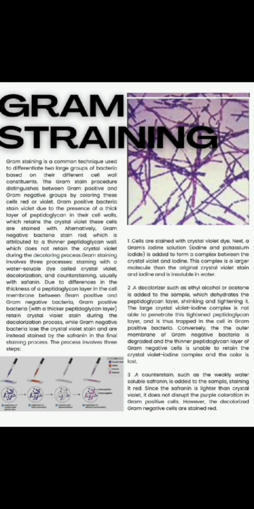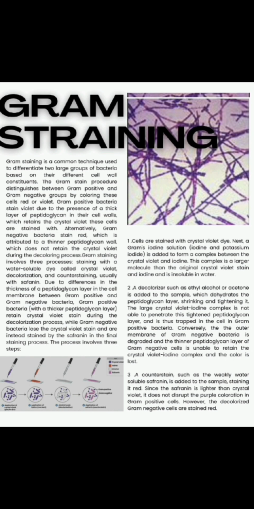Now I'm going to explain the three steps of gram staining. Cells are stained with crystal violet dye. Next, a gram iodine solution is added to form a complex between the crystal violet and iodine. This complex is a larger molecule than the original crystal violet stain and iodine, and is insoluble in water.